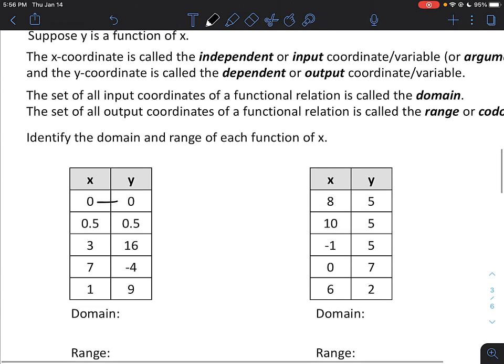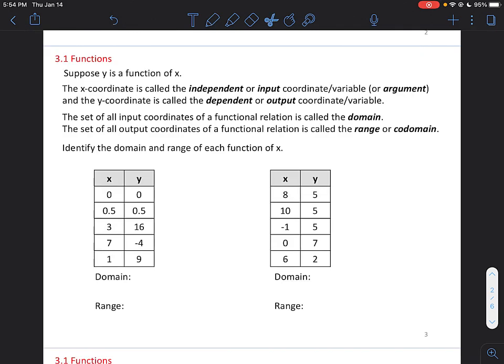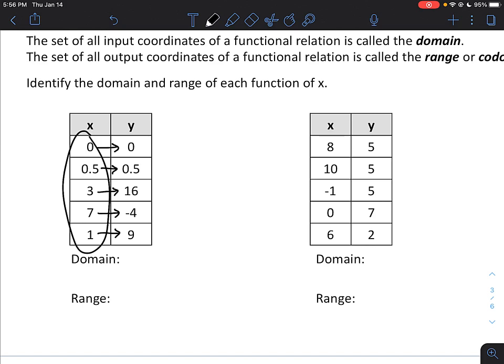So in these tables, the input of 0 yields a unique output of 0. Right? There's no 0, comma, something else other than 0. The input of 0.5 yields an output of 0.5. The input 3 yields the output 16. The input of 7 yields the output of -4. And the input of 1 yields the output of 9. Now, the set of all input coordinates of a functional relation is called the domain. And so the 5 numbers you see in this column here are said to be the domain of this function.